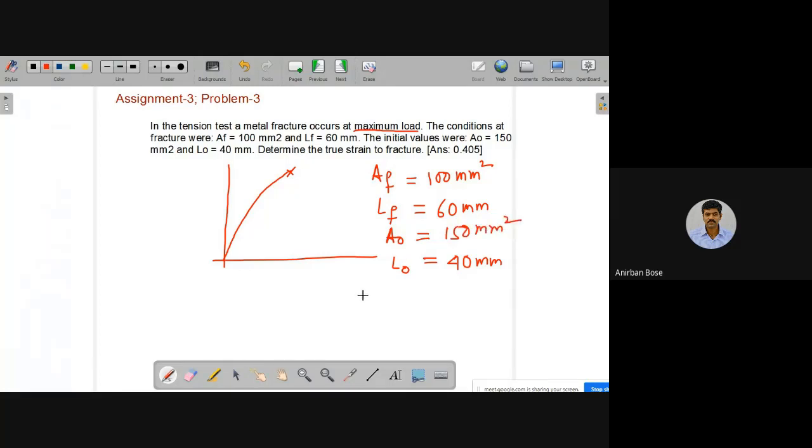So these are the information given. The question is, you have to find out the true strain to fracture. Determine the true strain corresponding to the fracture. But from the engineering stress strain diagram, you can only find out the engineering strain. And if you have to find the true strain, then you have to use the relation between true stress, true strain and the engineering strain.